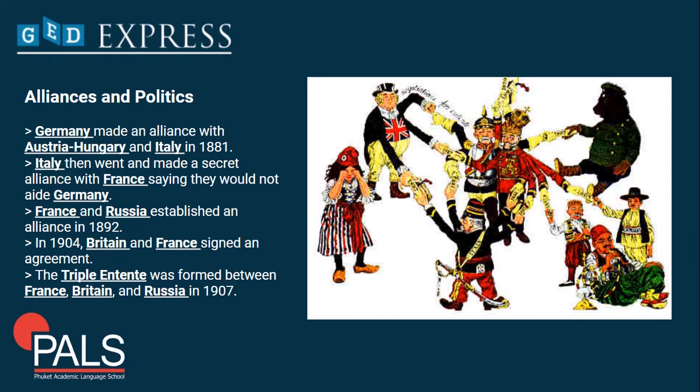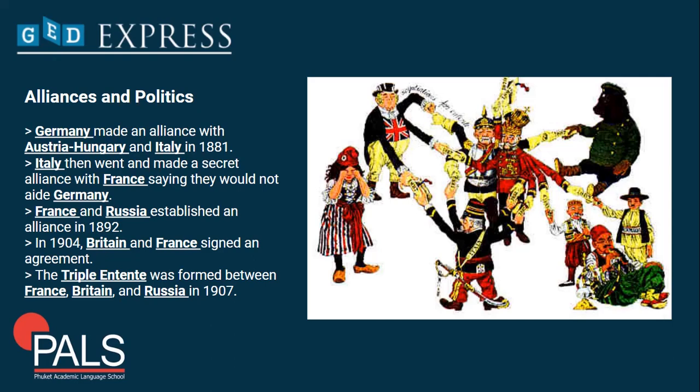Now, in 1904, Britain and France signed an agreement. The Triple Entente was formed between France, Britain, and Russia in 1907. Because of this, Germany felt that this powerful alliance surrounding them posed a real threat to their existence and power in the region.